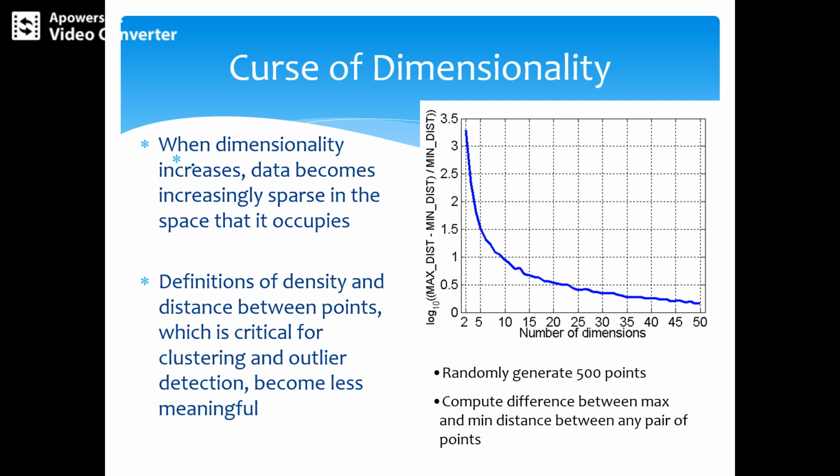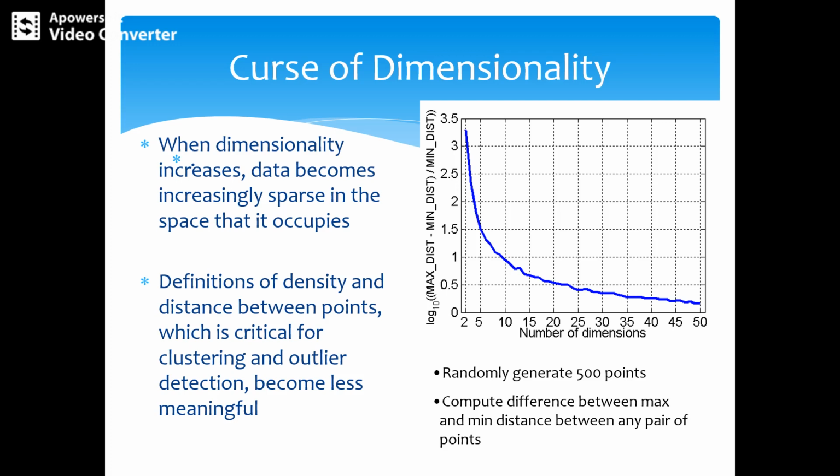First, we should discuss simply what the curse of dimensionality is. We know that as dimensionality increases, data becomes increasingly sparse in the space that it occupies. Definitions of density and the distance between points, which are critical for clustering and outlier detection, become less meaningful. For example, randomly generate 500 points with varying numbers of dimensions, and compute the difference between the maximum and minimum distance between any pair of points.